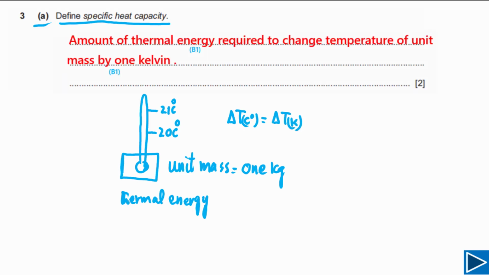So this is how you can write down a proper answer. This question has 2 marks. If you have mentioned amount of thermal energy required, you will get 1 mark, and this is B mark. And the second mark you will get if you have mentioned change of temperature of unit mass by 1 Kelvin or by 1 degree Celsius. And this question has 2 marks.